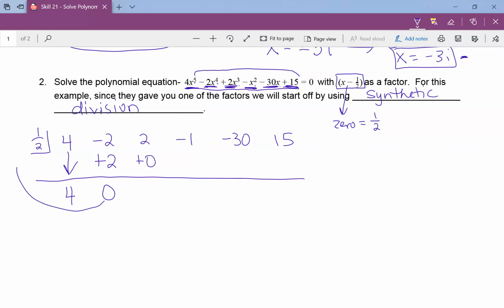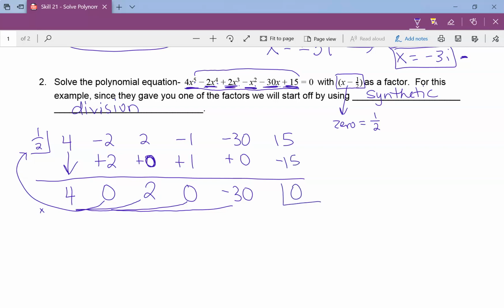So remember I took 0 times 1/2, and I put that number here. 2 plus 0 is 2. 2 times a half gives me 1. Negative 1 plus 1 is 0. 0 times a half is 0. And negative 30 times a half, half of negative 30 is negative 15. So we have a remainder of 0.